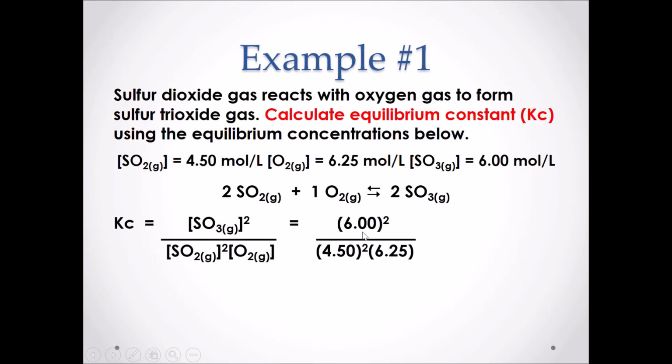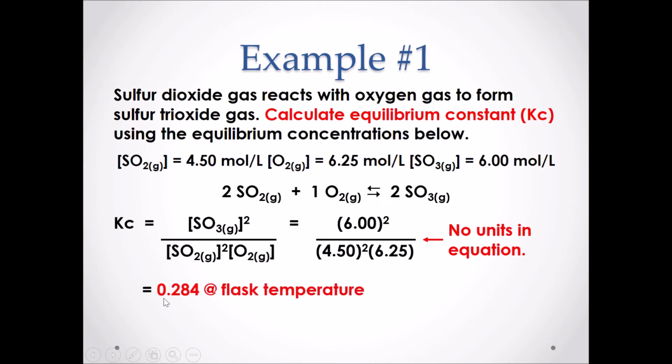We can then put our equilibrium concentrations into the Kc expression. Thankfully, the question did give us our concentrations at equilibrium. This would give us the following values in our Kc expression. And when calculated, our Kc value is 0.284 at flask temperature. We state at a specific temperature because Kc is dependent on temperature.